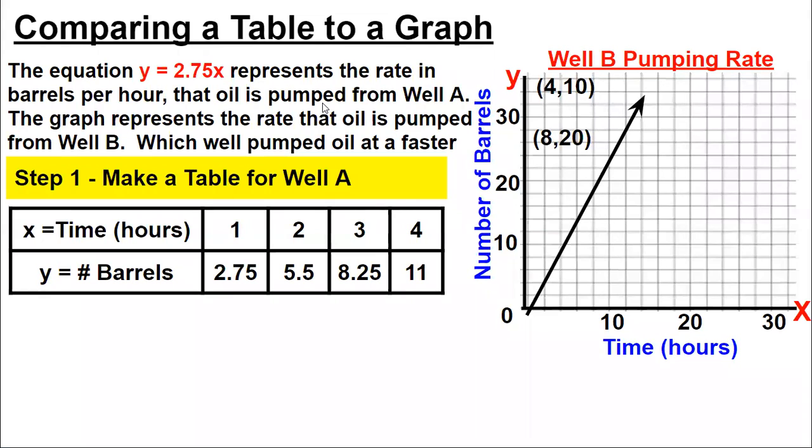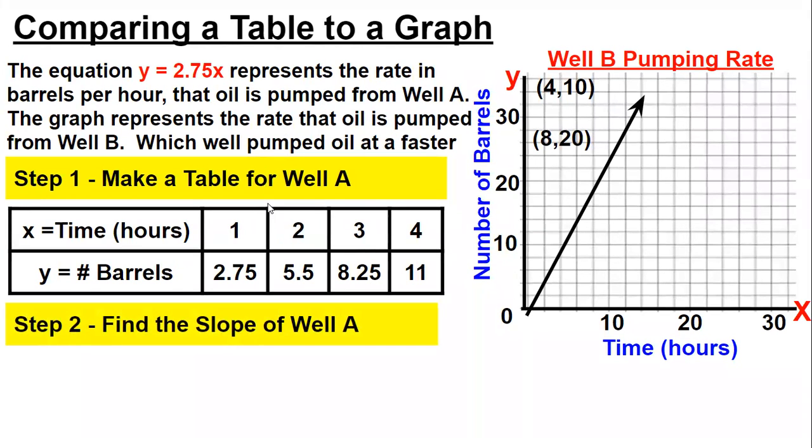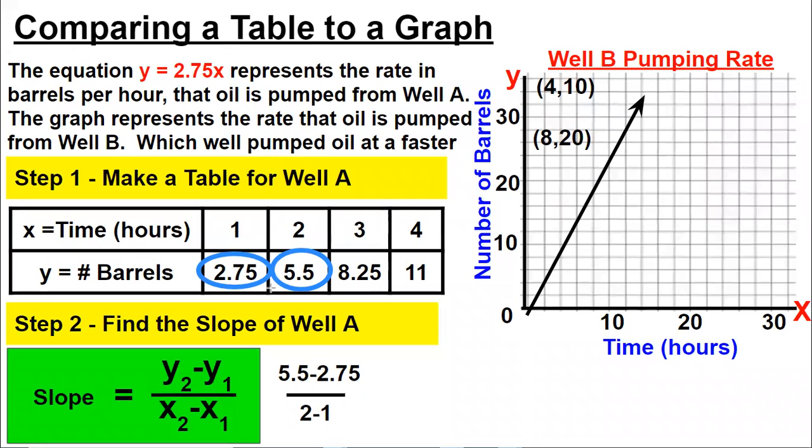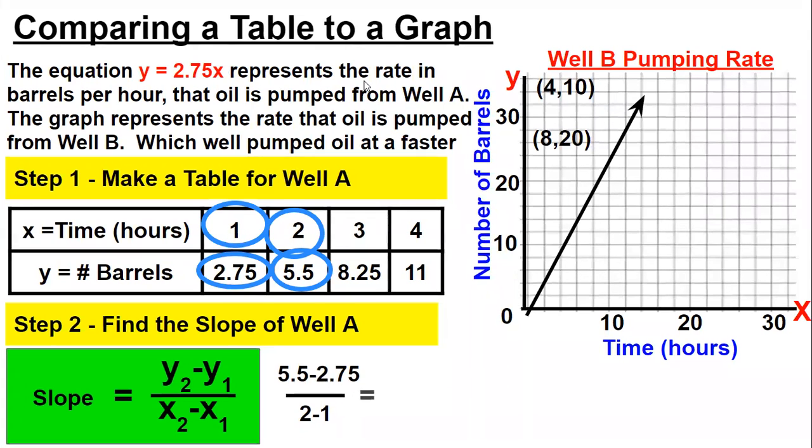So I have my table. We're going to find the slope of well A. Well, y2 minus y1 over x2 minus x1. So I picked 2 points on the table. I picked 5.5. Oh, I want to circle that. 5.5 minus 2.75 on the top, y2 minus y1, and then 2 minus 1 on the bottom, x2 minus x1. Did the math, and I got 2.75 over 1, and that is really 2.75.